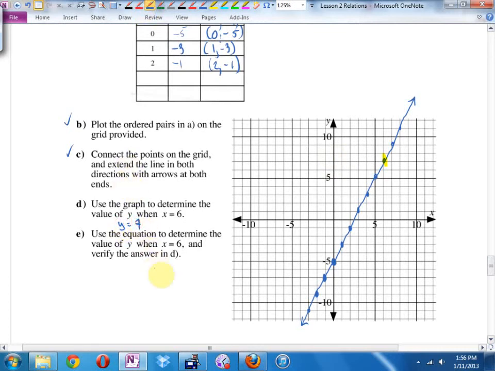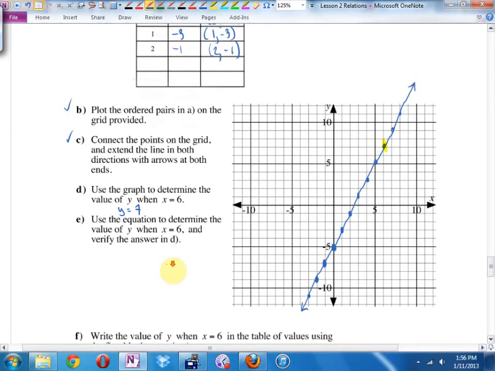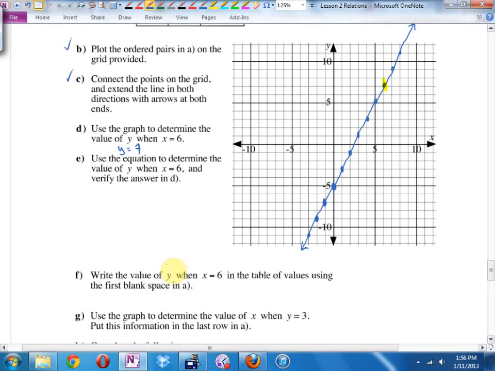I could also double check, Brody, by going like this. 2 times 6 minus 5. 6 does give me a 7. Yeah, I got 2 ways. I know I'm right. Oh, we just did. So y equals 2 times 6 minus 5. They said use the equation, and you get y equals 7. I didn't even realize they were going to ask us to do that, but they did.